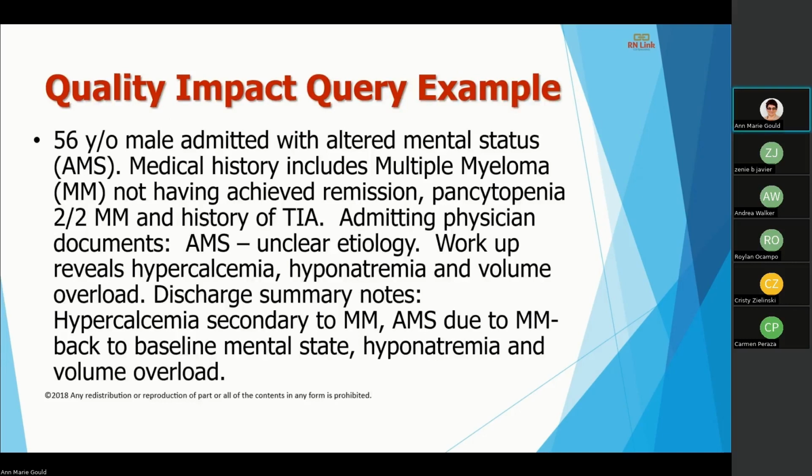Okay, here's a quality impact query example. 56-year-old male admitted with altered mental status, AMS. Medical history includes multiple myeloma, or MM, you'll see in the records. Not achieving remission. Pancytopenia secondary to multiple myeloma and history of TIA. The admitting physician documents AMS, unclear etiology. Workup reveals hypercalcemia, hyponatremia, and volume overload. Discharge summary notes hypercalcemia secondary to multiple myeloma. AMS due to back to baseline mental state, hyponatremia, and volume overload are all our diagnoses.